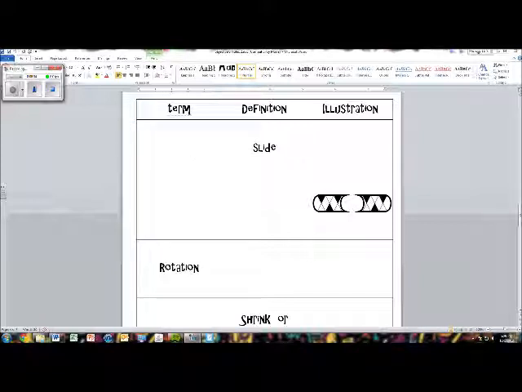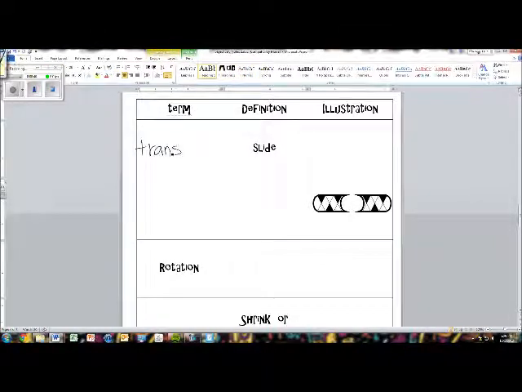So the first thing we're going to look at is this page where you have this little table that you're supposed to fill in. The word that means to slide is translation. An illustration of that would be if you had a rectangle or a square, and you moved it to here. The shape doesn't change. Well, I know mine did because I can't really draw well. But the shape in general doesn't change, but the location of it changes.